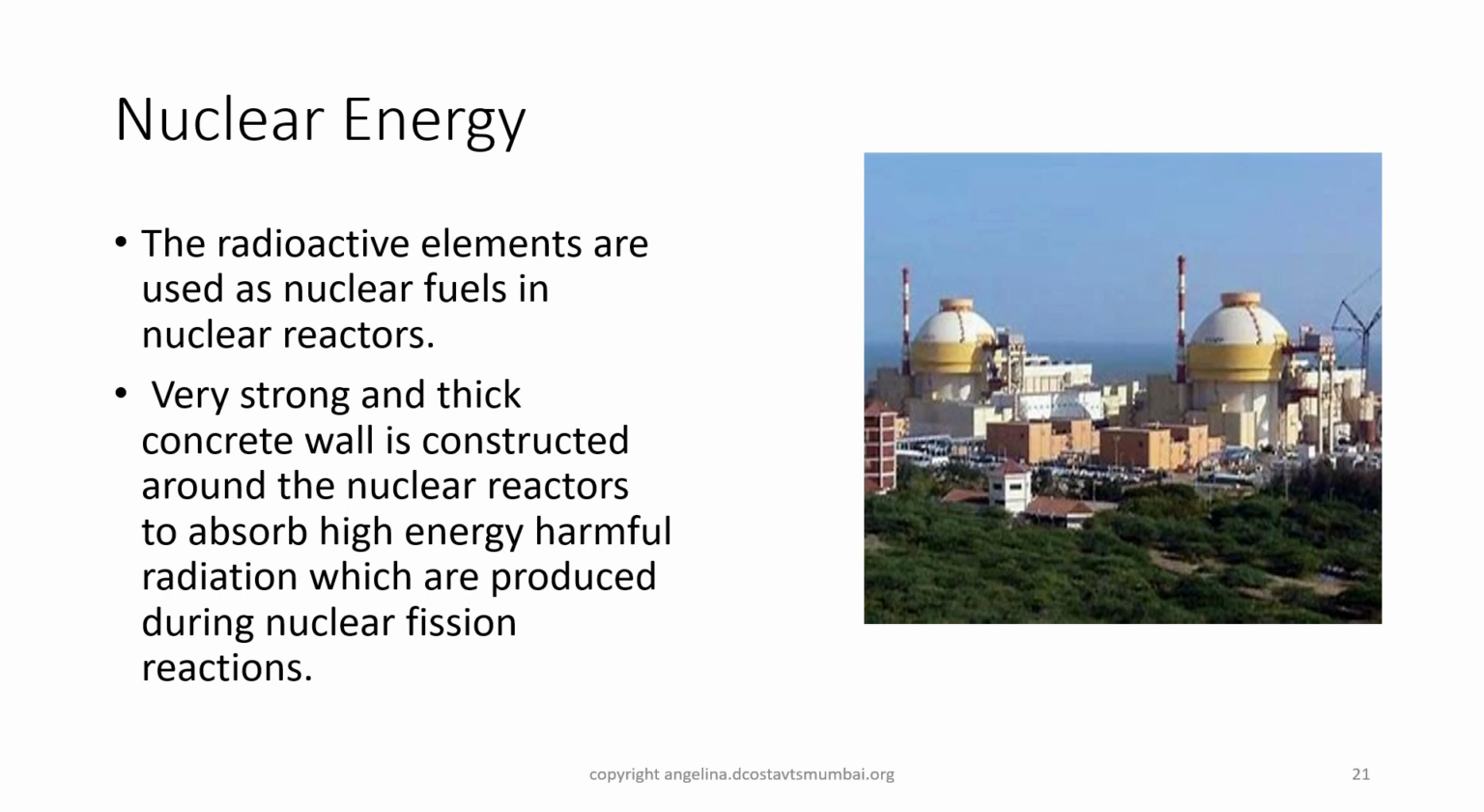Radioactive elements are used as nuclear fuels in nuclear reactors. So what are the two radioactive elements which we saw in the first slide? Uranium and thorium. So these are the nuclear fuels. And through the process of fission, we get heat. Very strong and thick concrete walls are constructed around the nuclear reactors to absorb high energy harmful radiation, which is produced during nuclear fission reactions.